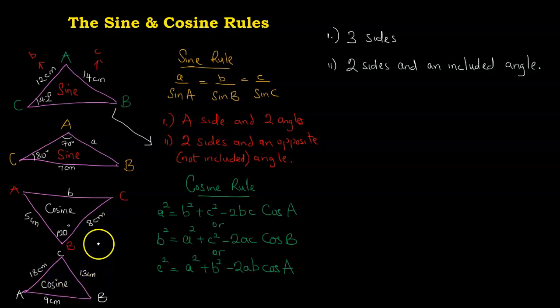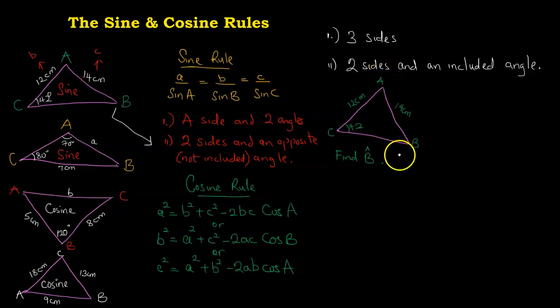So this is how we can determine which amongst these two rules, the sine or the cosine, would be applicable to solving problems in a triangle. So let's solve. So this is the first triangle. We've got a triangle ABC.